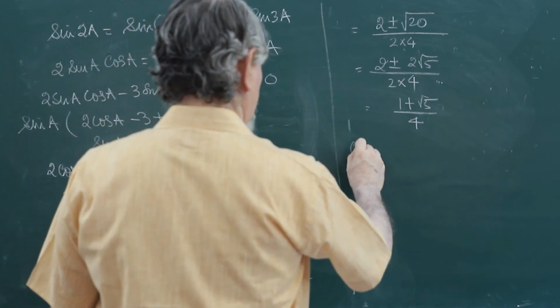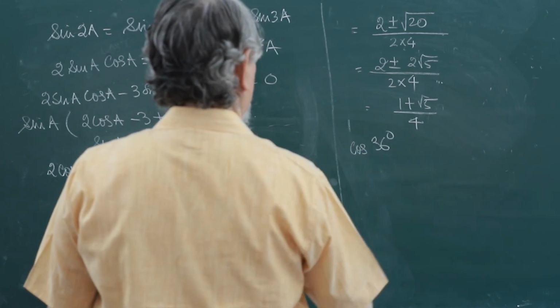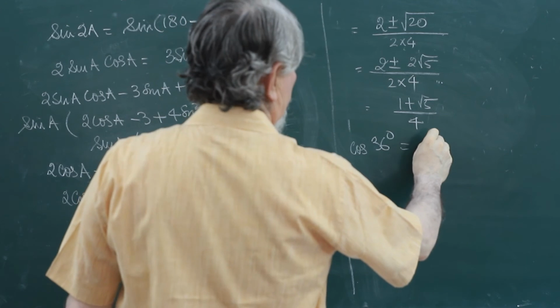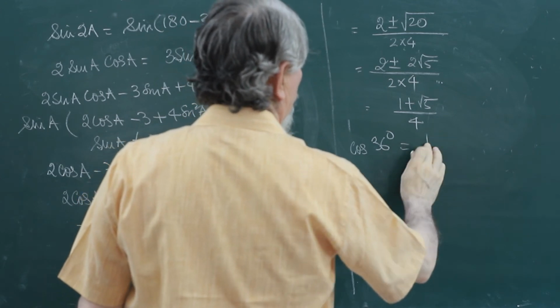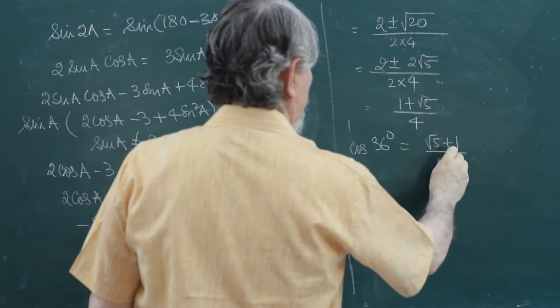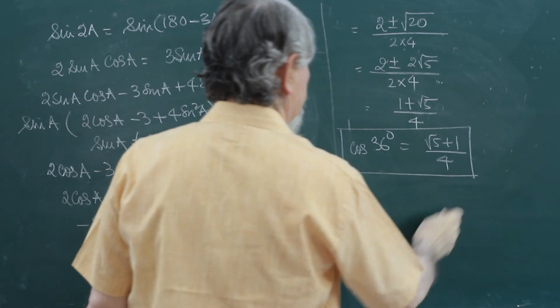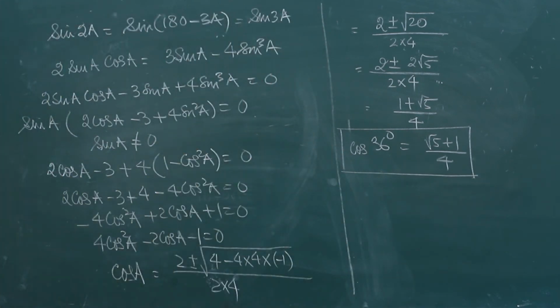So cos A, or cos 36, will be root 5 plus 1 upon 4. This is the value of cos 36.